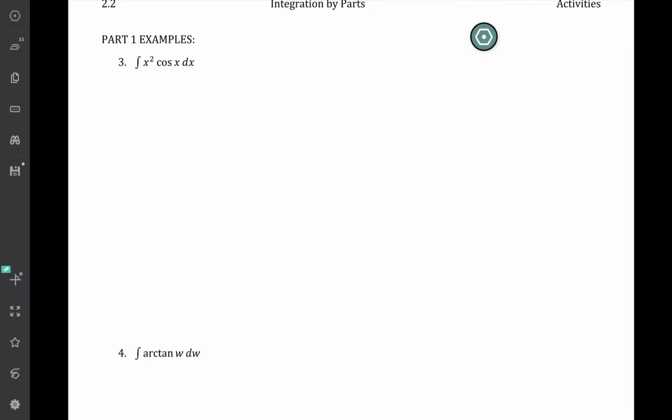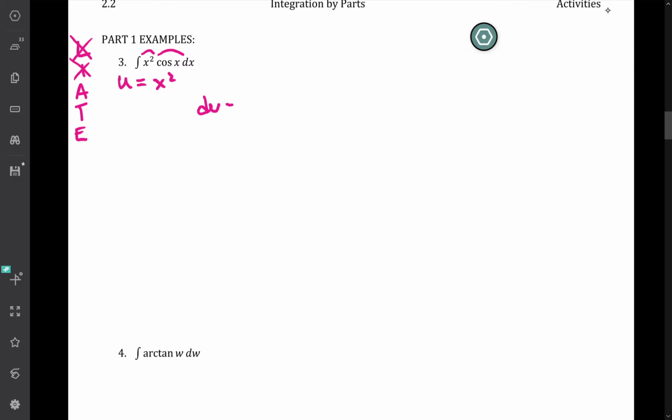In this example, we're going to try a little more practice with integration by parts. So if you remember, we have this acronym that helps us when we are choosing our u. And here, I don't see any logs, I don't see any inverse trig. x squared is algebraic and cosine x is trig, so it looks like x squared wins. So I should let my u be x squared, which leaves me with cosine x dx for my dv.